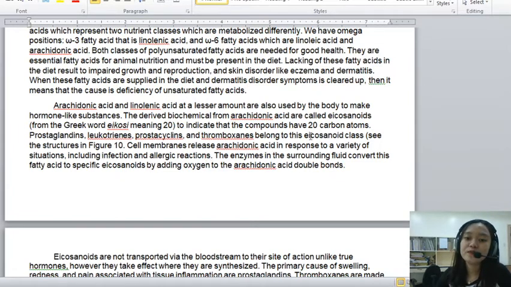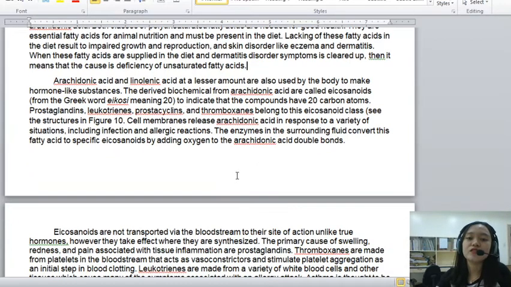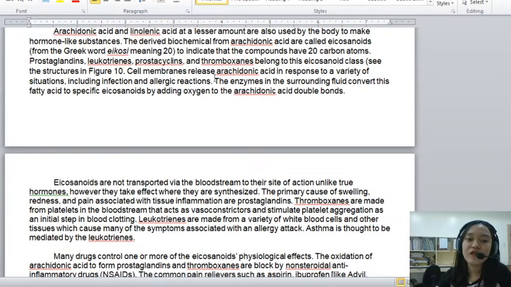So the production of your eicosanoids, their main function is for infection and allergic reactions. The enzymes in the surrounding fluid convert this fatty acid to specific eicosanoids by adding oxygen to the arachidonic acid double bonds. So pinapalitan niya ng oxygen yung double bonds ng ating arachidonic acid to form eicosanoids. This is done by the enzymes of the surrounding fluid.